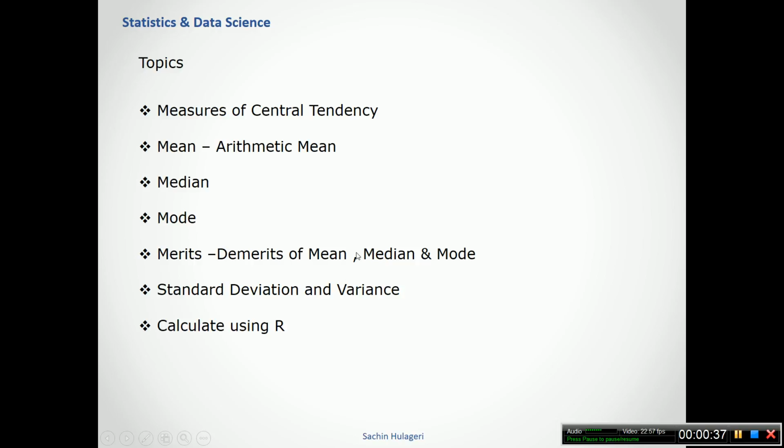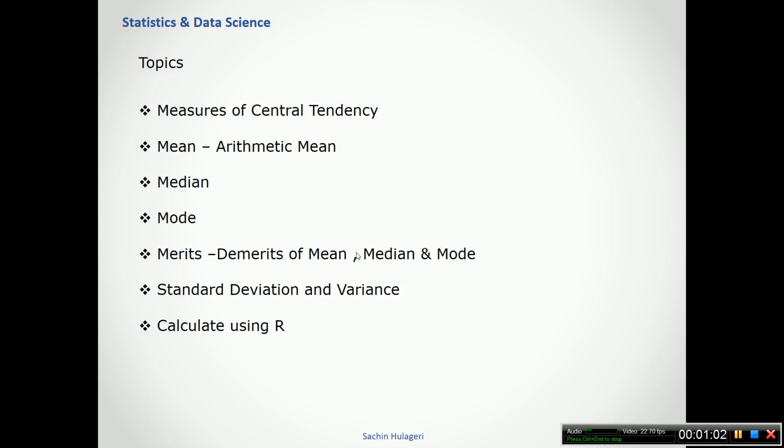So the topics covered in this session are measures of central tendency: mean, that is arithmetic mean, median, mode, merits and demerits of mean, median and mode, standard deviation and variance, and how to calculate all these measures from R.